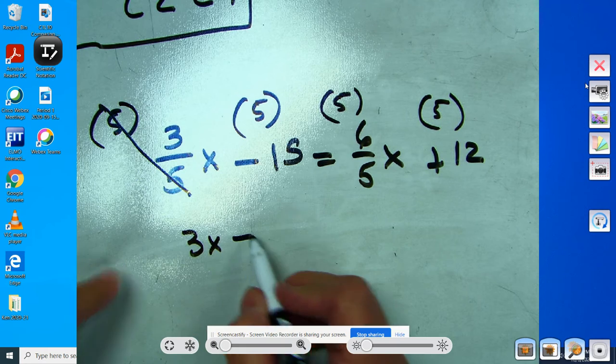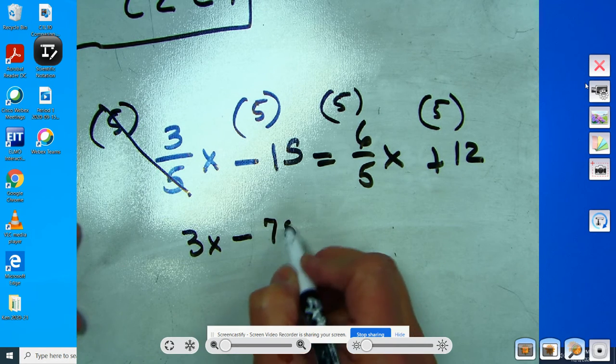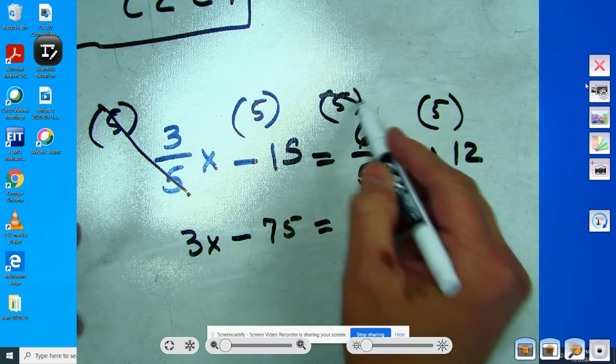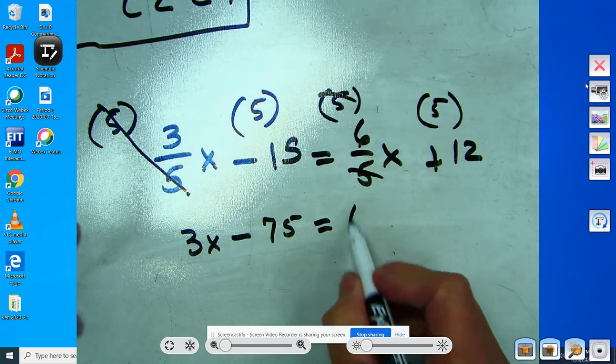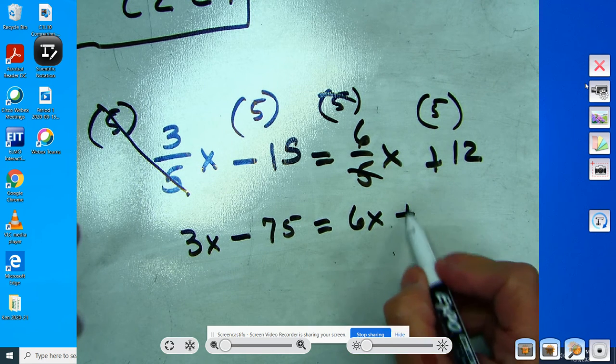15 times 5 is going to be 75. This 5 is going to cancel this 5, leaving me with 6x. And 12 times 5 is 60.